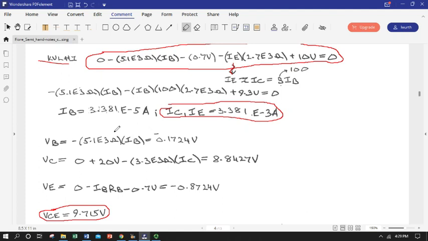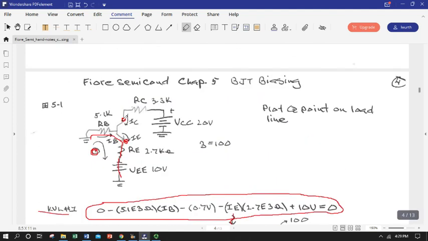So if we want to know our load line limits, all we have to do is assume for our saturation current that the voltage drop between our collector point and our emitter point is 0, and then solve for the current flow along this path.